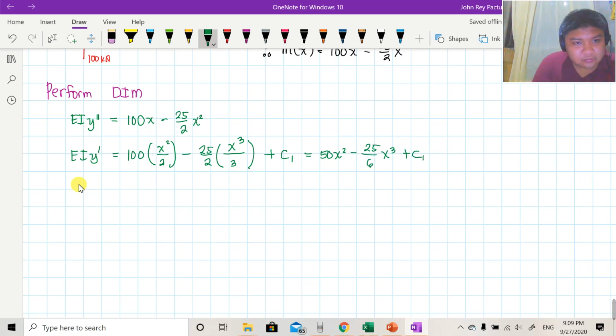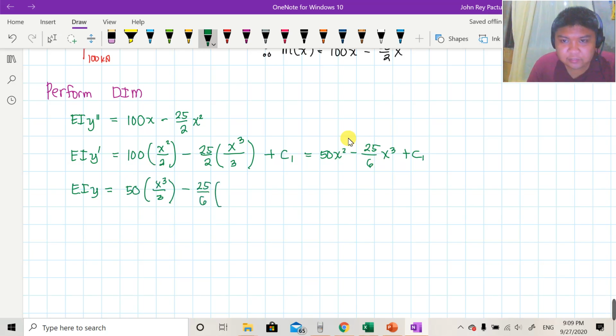So, next tayo, for the second integration, syempre, EIY na lang, di ba? So, itong na-simplify natin, i-integrate mo ulit ito. So, in that case, ang mangyayari, that will be equal to 50, and yung x squared, magiging x cubed over 3. Diba? Itong x squared ay magiging x cubed over 3 minus yung 25 over 6. Yung x cubed natin na ito, magiging x to the fourth na siya. So, that is x fourth over 4.